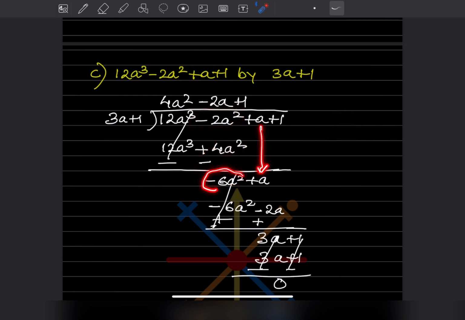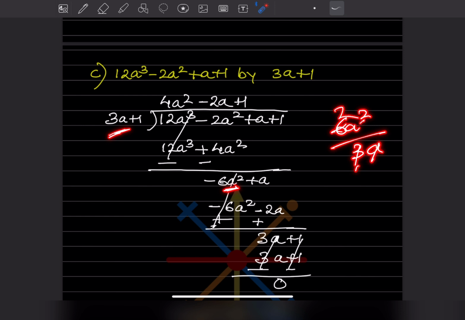So now look at here, this minus is there, you will write here minus 6a square and this 3a, 6a square and 3a. 3 ones are 3, 3 twos are 6. So this gets cancelled, only a 1 remains. So what will be that? 2a. This is 2a.